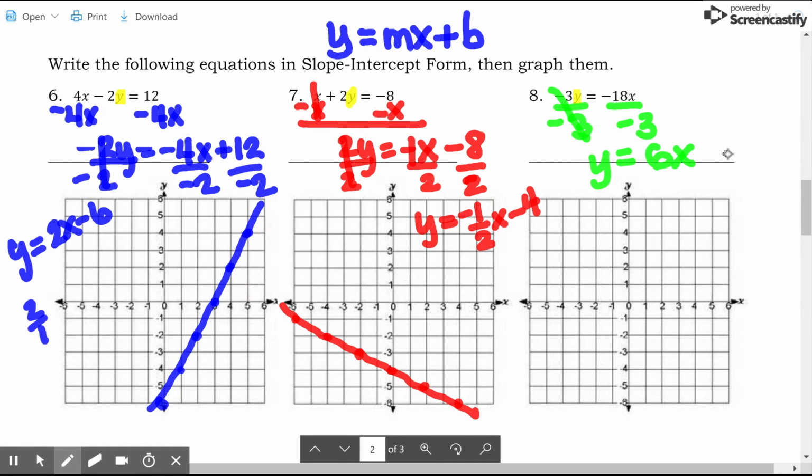So if I don't have a b, then b here is 0. That means it goes through the origin. So that's my starting point. 6x, so 6 is my slope, and as a fraction it would be 6 over 1. So I'm going to go up 6 units over 1 unit. I could also go down 6 units and back 1 unit, and it gives me this very steep line like that.